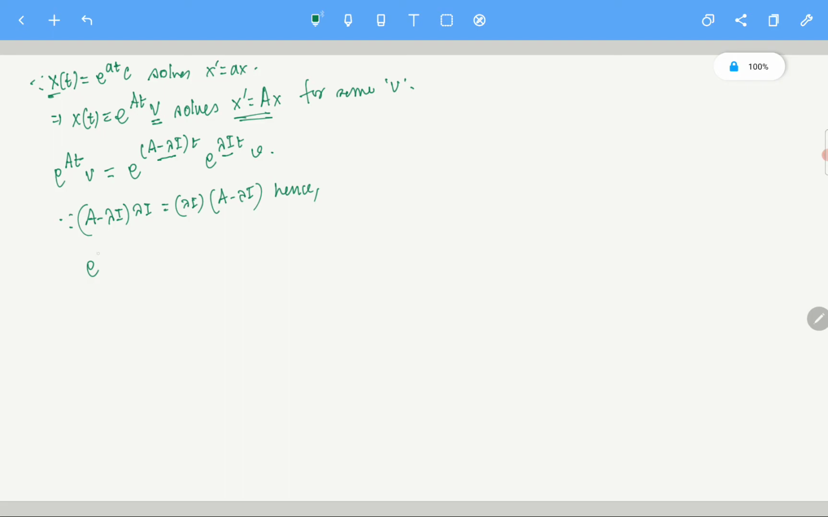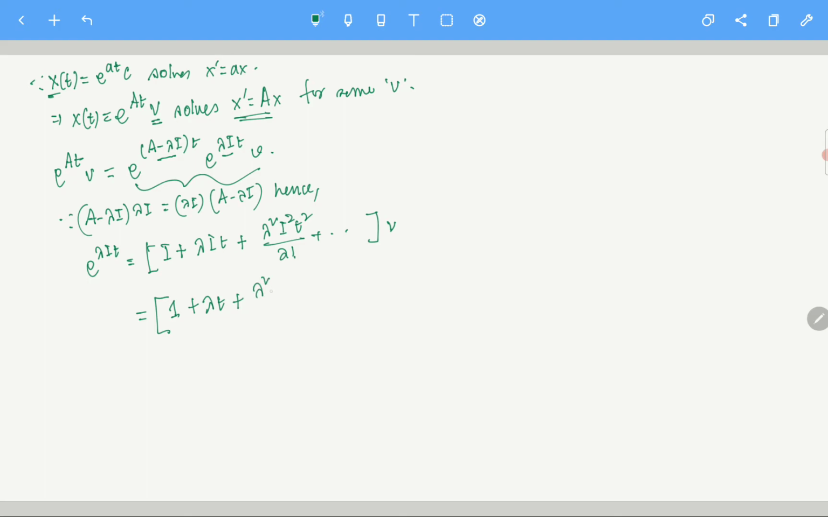what is e^(λIt)? We want to write it properly, you understand? Let's see what e^(λIt) is. If you write it out, it becomes I plus λIt plus λ² I² t²/2 factorial plus, and it goes on to infinity, times v. Now I can write this as 1 plus λt plus λ²t²/2 factorial plus, it goes on like this, times v.